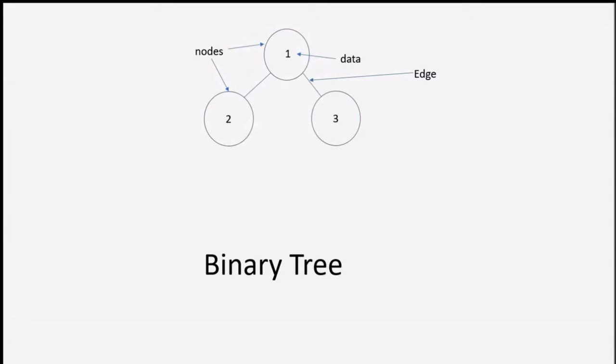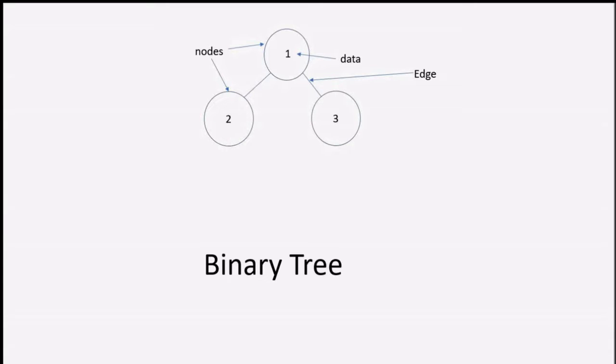Let's see what a binary tree is. It's a kind of tree where each node can have no more than two children. Let's see what it is. So if we consider 1 as data here, the 1 is placed inside a node, which can have at most two children, which are also nodes and which contain data in them. So these two are called nodes, and these nodes are connected with the help of edges.